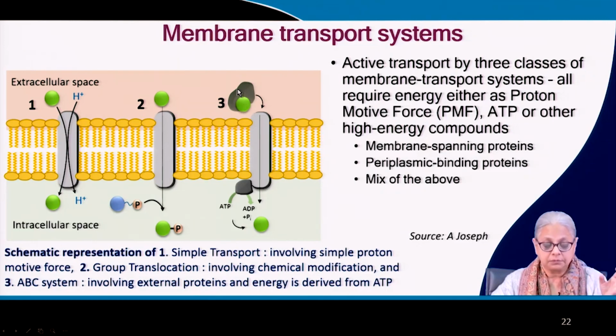this extracellular protein will bring the substrate to the transmembrane protein. It will release the substrate here for the transmembrane protein to pick it up, and it will bring it into the cell. In the process, ATP inside the cell is being utilized by binding to the protein. So this is the ATP binding cassette.